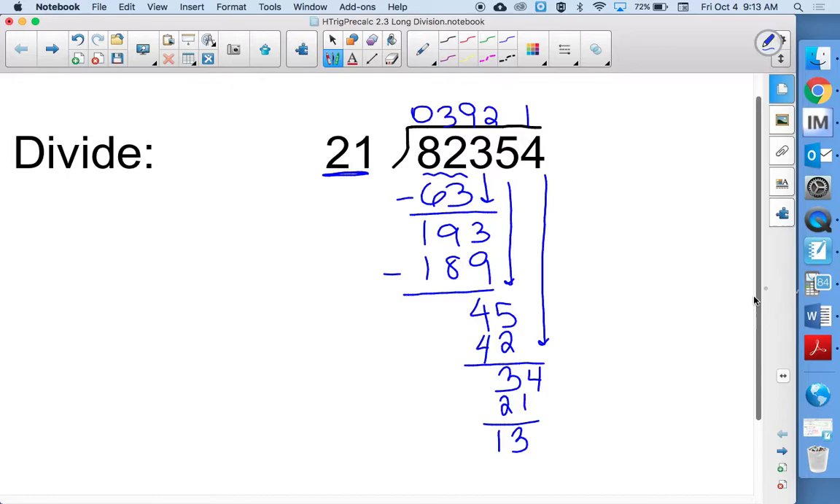Does anybody remember how you write the remainder? Phil. Is it R? So you could write an R and then have a 13 next to it. How else did you write a remainder? Is it a decimal? As a decimal, so you can convert it into a decimal. Any other way? Carrie? 13 over 21. Yeah, so my answer is 3,921, and in addition to that, it's 13 over 21, because that's the fraction that's remaining, that's what's left.